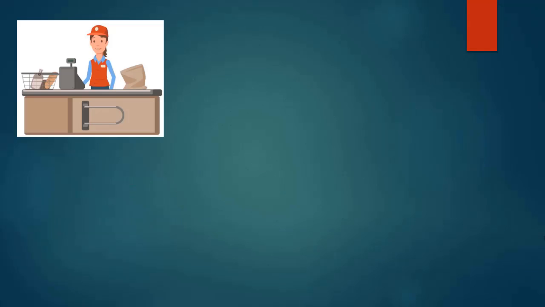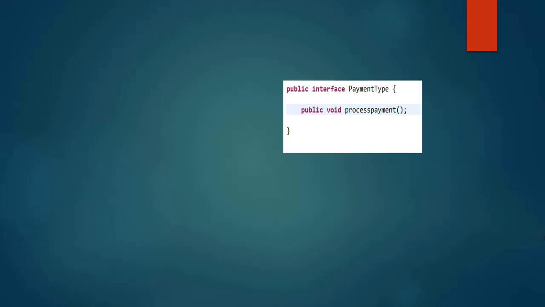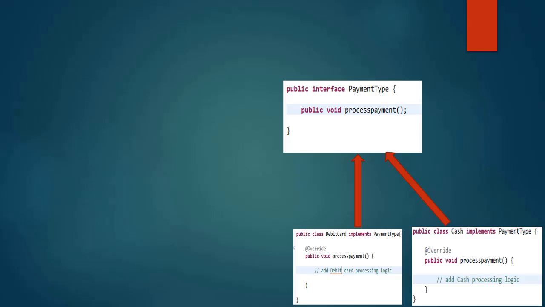So as we saw in the previous lecture, if you update the existing production code and add one more if statement for credit card, then you are violating the open-close principle. So the solution will be to let each payment type process its own payment logic. So here I'll be creating an interface, payment type. This interface has one method, process payment. And each of the payment types, that is cash and debit card, will implement this interface and will implement the process payment method. So the cash class will have its own payment processing logic and the debit class will have its own debit card processing logic as shown.